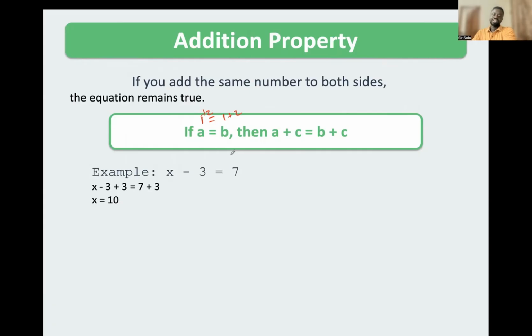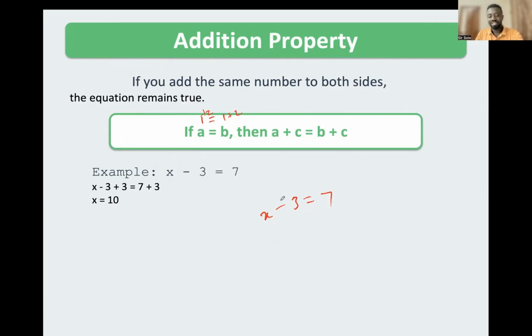Good. Now, how do you solve examples in linear equations, such as x minus 3 equals 7? There are many ways we can solve this type of linear equation. We want x to stay alone, because we want x equal to something.